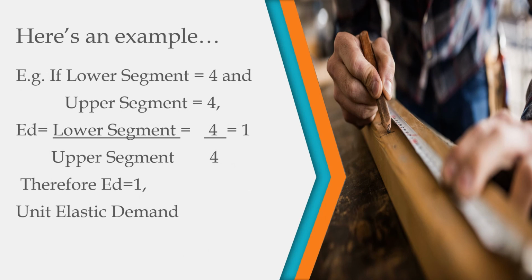Here is an example to revise what we have just learned. If the length of the lower segment is 4 and the upper segment is also equal to 4, then elasticity of demand is lower segment from a point divided by upper segment from a point, which is equal to 4 upon 4 equals to 1. When ED is equal to 1, the elasticity of demand is unit elastic. You can take any other examples and change the length of the lower segment and upper segment and practice and see what types of elasticity you can get.